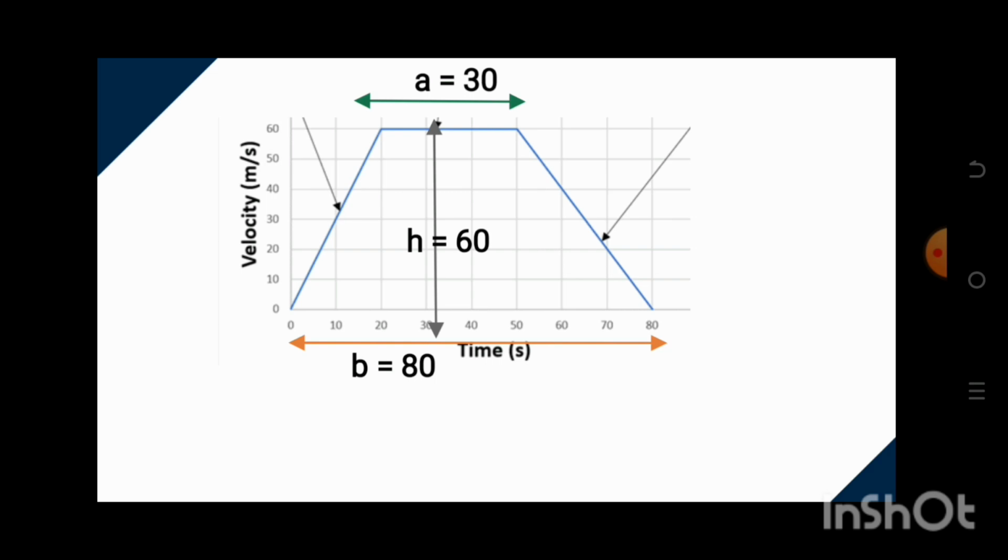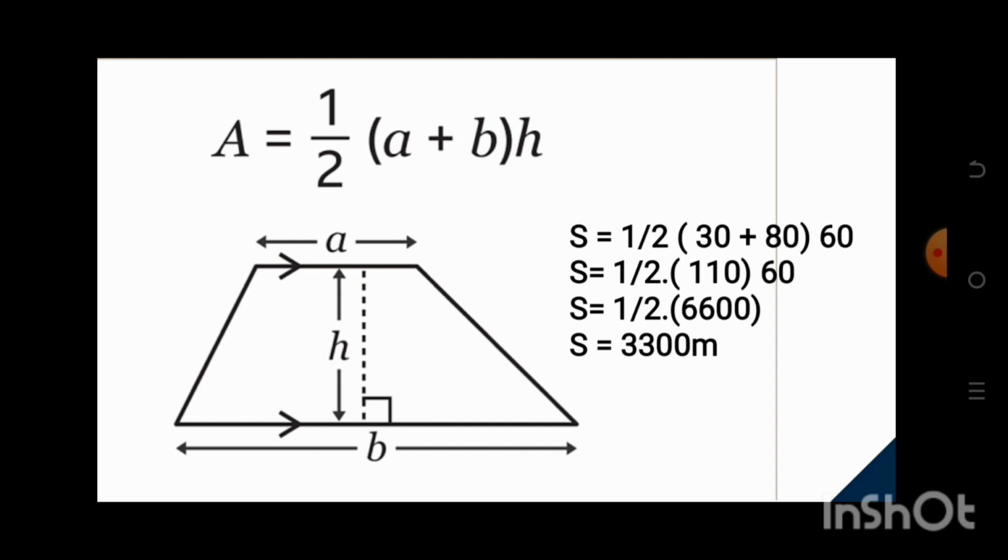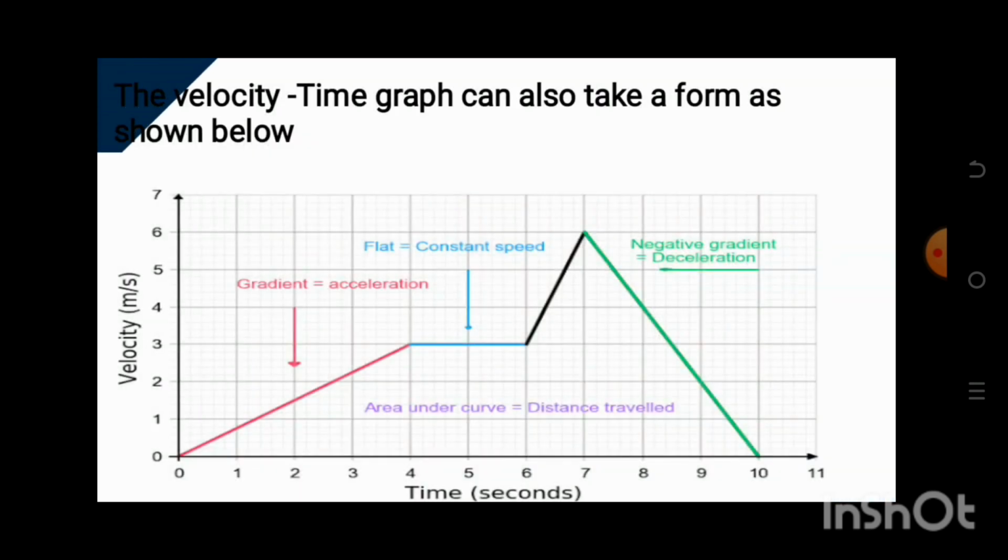The area of a trapezium is given as half into bracket A plus B close bracket H, as seen in this next chart. You see, that is the formula for finding the area of a trapezium. So by calculating the area of a trapezium, we are calculating the total distance covered by the body undergoing this kind of motion. As seen in this chart, the distance covered has been calculated to be 3,300 meters.